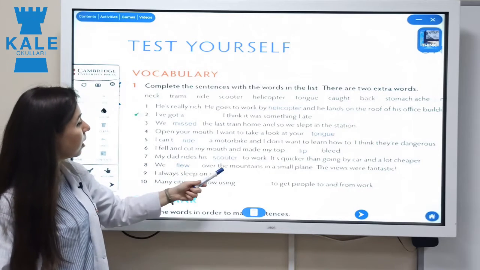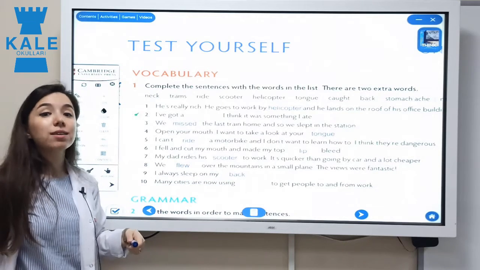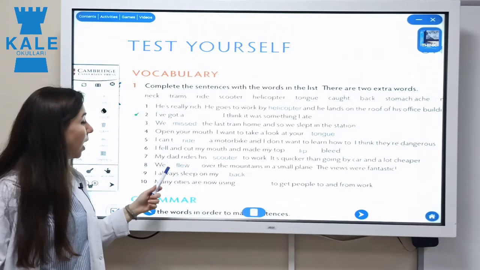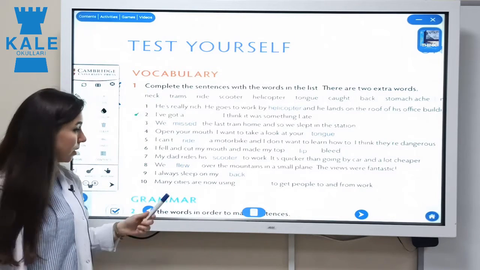I always sleep on my back. What can we say? I slept, for example, like this. Yes, I always sleep on my back.